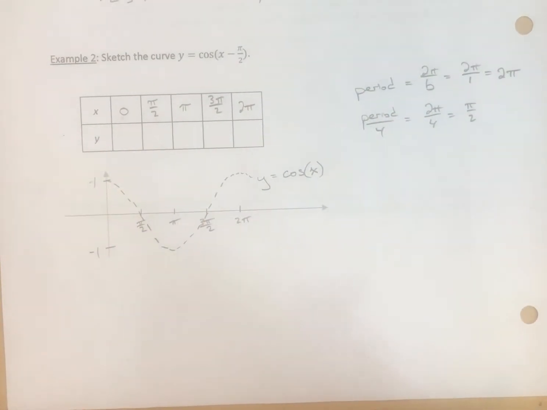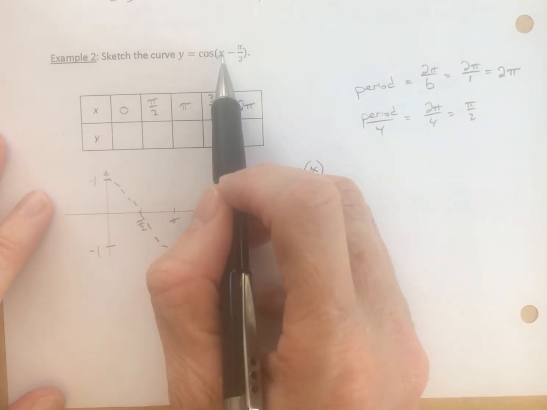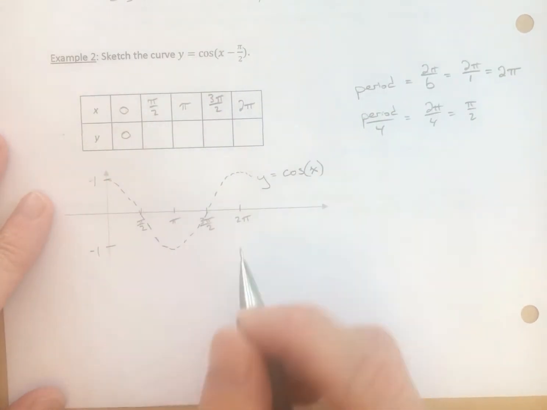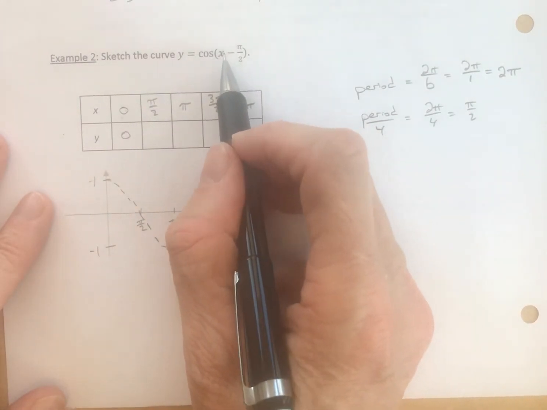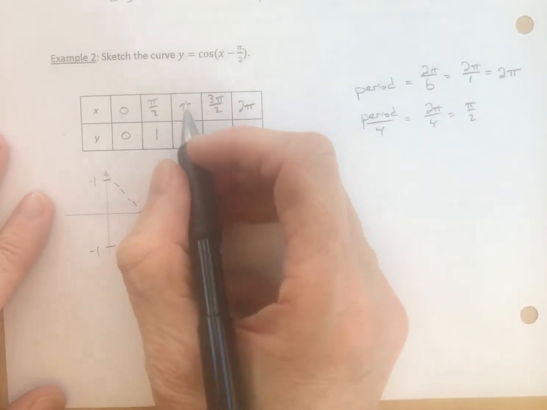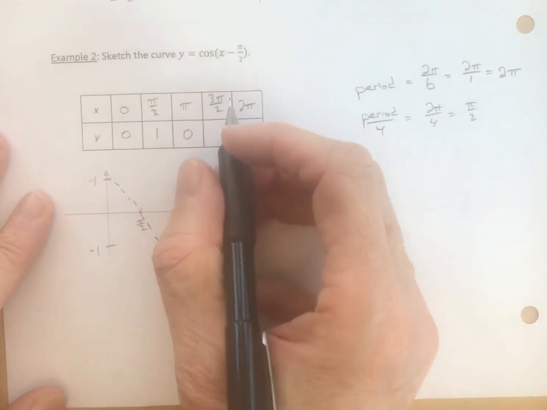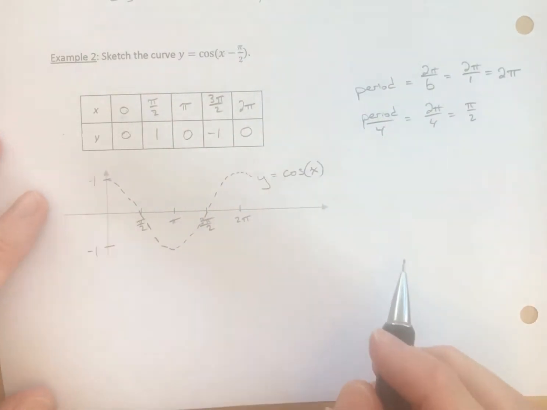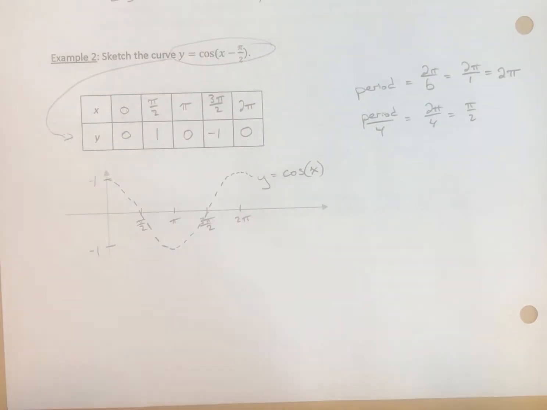Now we're going to shift it. Okay, so what happens? I'm going to put 0 in for x, and the cosine of negative pi over 2 is also 0. I'll put pi over 2 in here. Pi over 2 minus pi over 2 is 0. The cosine of 0 is 1. I'll put in pi, do the same thing. I'll get 0. I'll put in 3 pi over 2, and then I'll displace it with this, negative 1, and then I'll put in 2 pi, and I come out to 0. So this function is here. Okay? So now let's graph it.